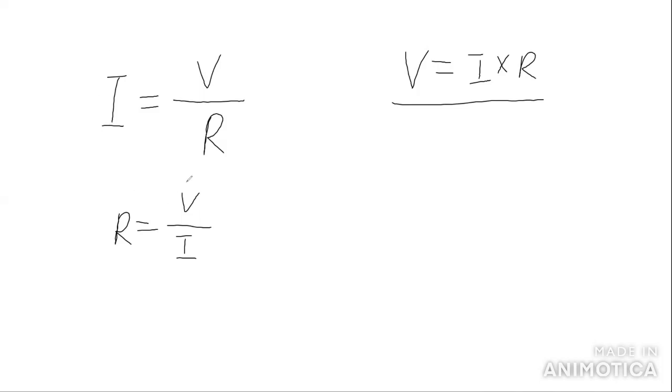If you have the voltage and the current, you can figure out the resistance, right? And if you have the current and the resistance, you can calculate the voltage. So that's the basic rule, but the most important rule for electrical circuits.